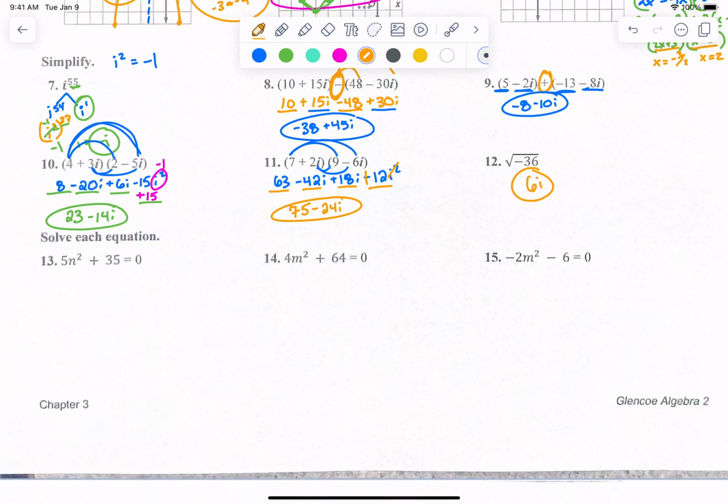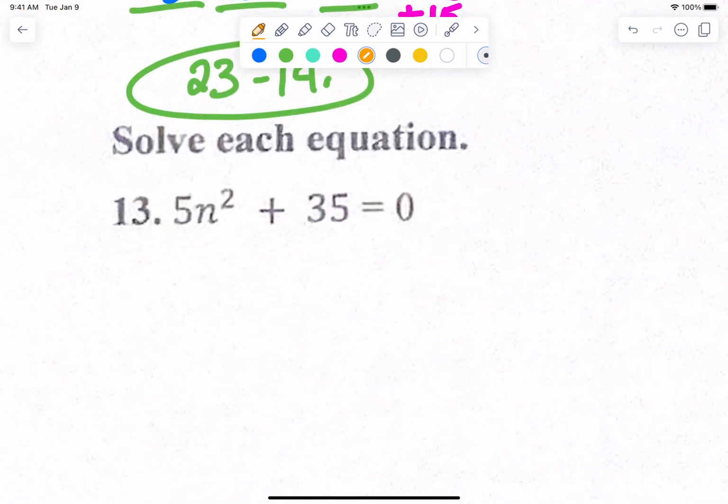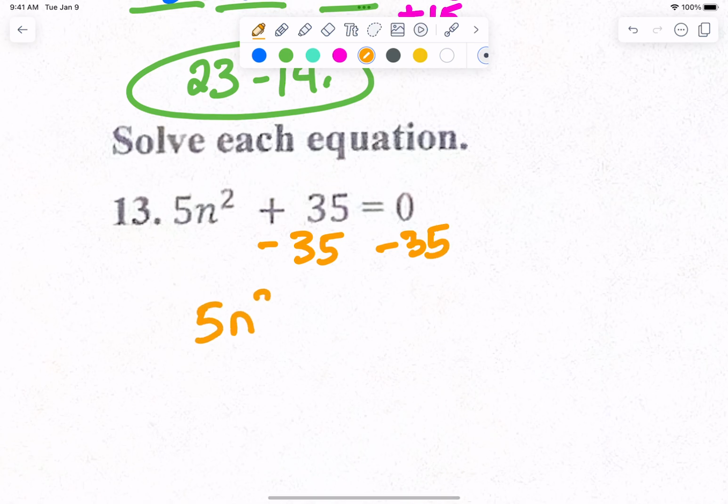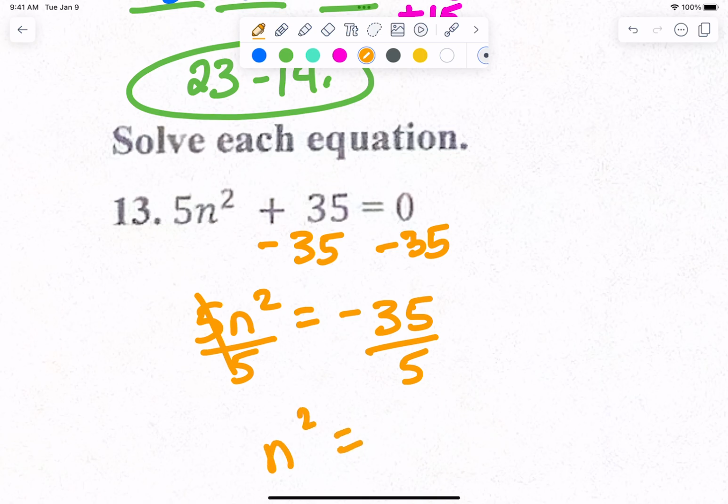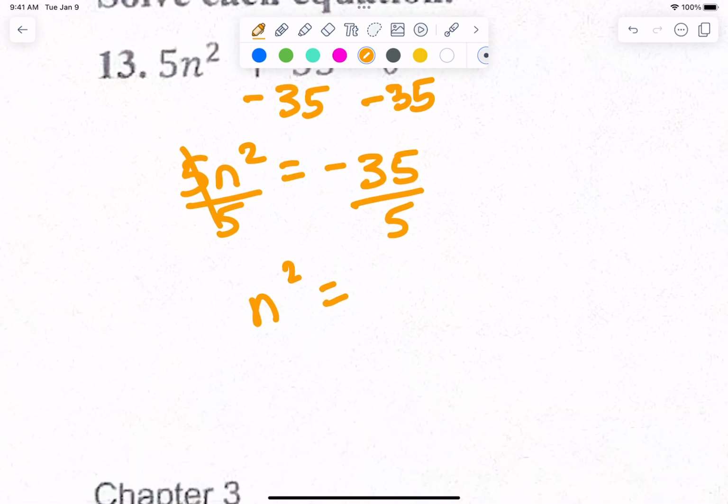All right. 13, 14, 15. These are all going to be similar. Let's start off with 13. What do you do first? Let's subtract the 35 over. Okay, subtract the 35 over, and then what? We gotta divide by 5. What's negative 35 divided by 5? Negative 7. Now what? Take the square roots.